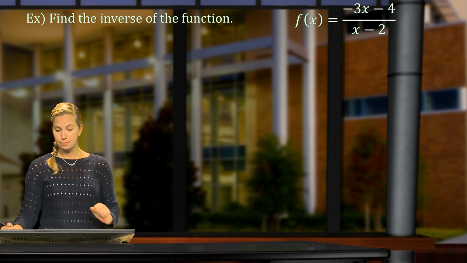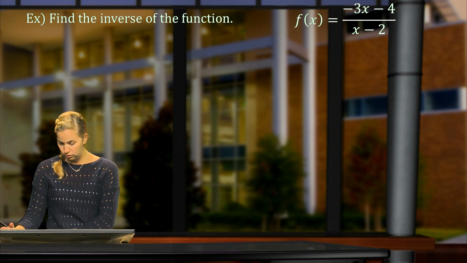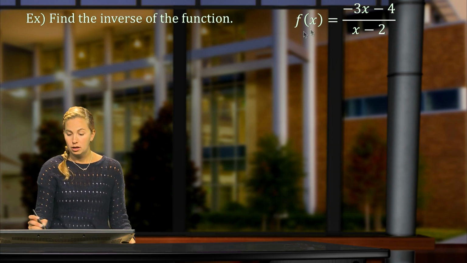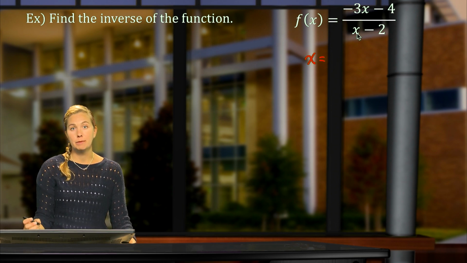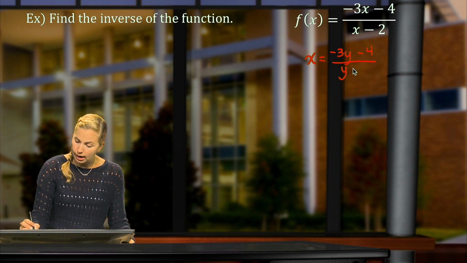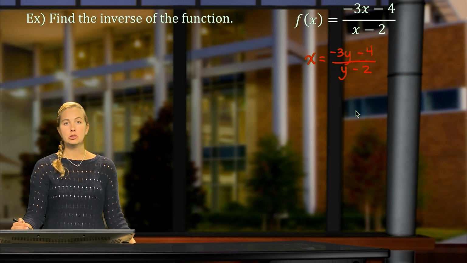Let's try another one. f of x equals negative 3x minus 4 divided by x minus 2. I'm going to jump into that first step where I switch x and y. This y is going to become x, and every x is going to become y. x equals negative 3y minus 4 divided by y minus 2. Now we need to solve for y.